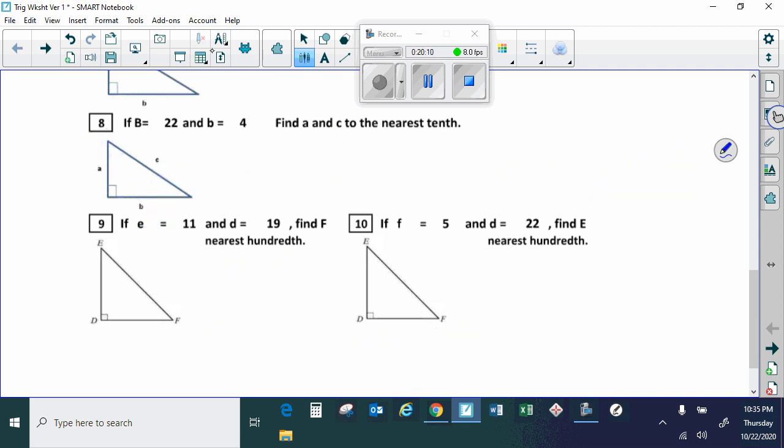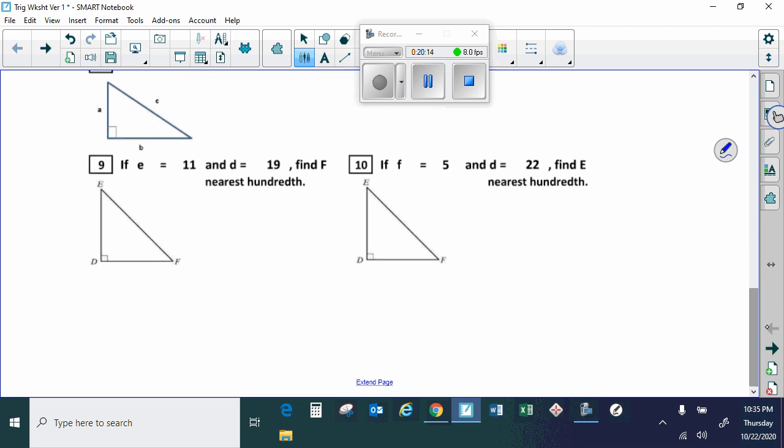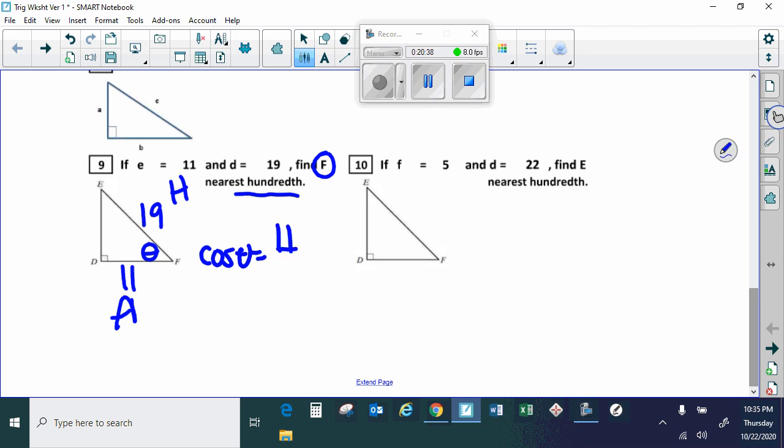Okay. Number 9. Last couple here. If little e, remember that means the length of a side, is 11, and little d, which is the hypotenuse in this case, is 19, find angle F. You guys see it's angle F because it's a capital letter. So I want you to find that theta right there. It's the nearest hundredth. So this is the adjacent side, and that's the hypotenuse. That's cosine. So cosine of theta equals the adjacent, 11 over 19.